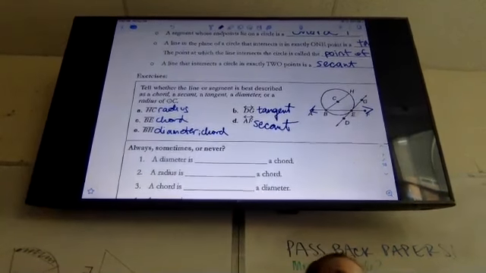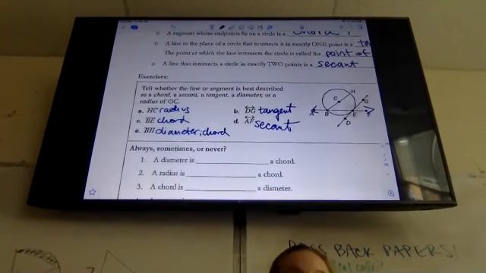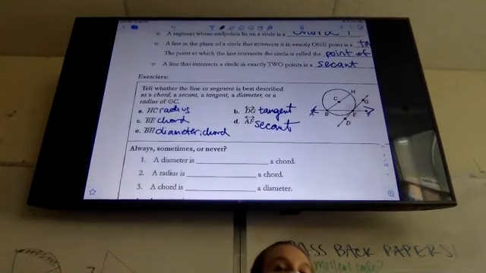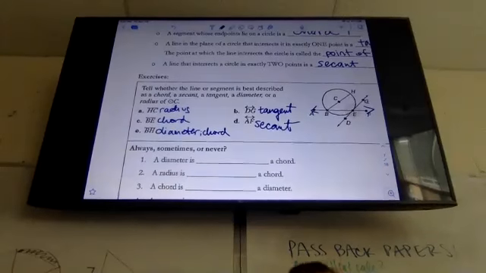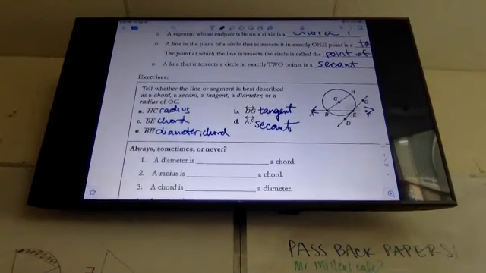A chord is a segment, so it ends, and a secant is a line, so it goes on forever. Let's do some sometimes, always, never. All of our favorites. A diameter is blank a chord. Always. It's always a chord. A radius is blank a chord.